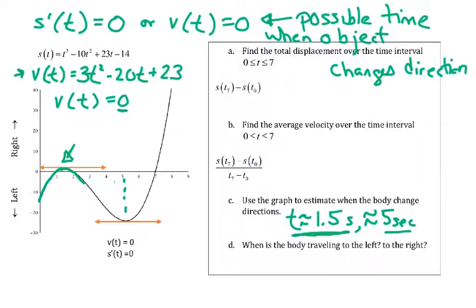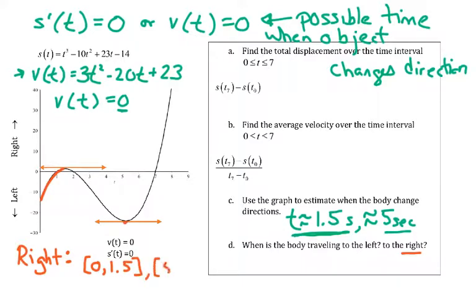And we've already talked about D, but we can say it in a little more detail. When is the object traveling to the left? Well, let's do right first because we start off going to the right. We're going to the right in these time intervals from 0 to 1.5 seconds and from 5 to 8 seconds, say, because that's where our graph sort of ends.